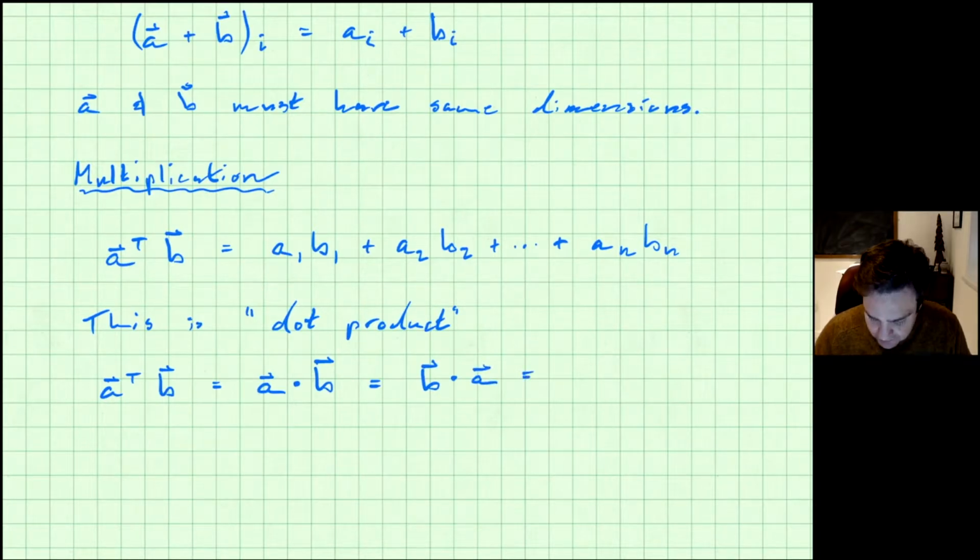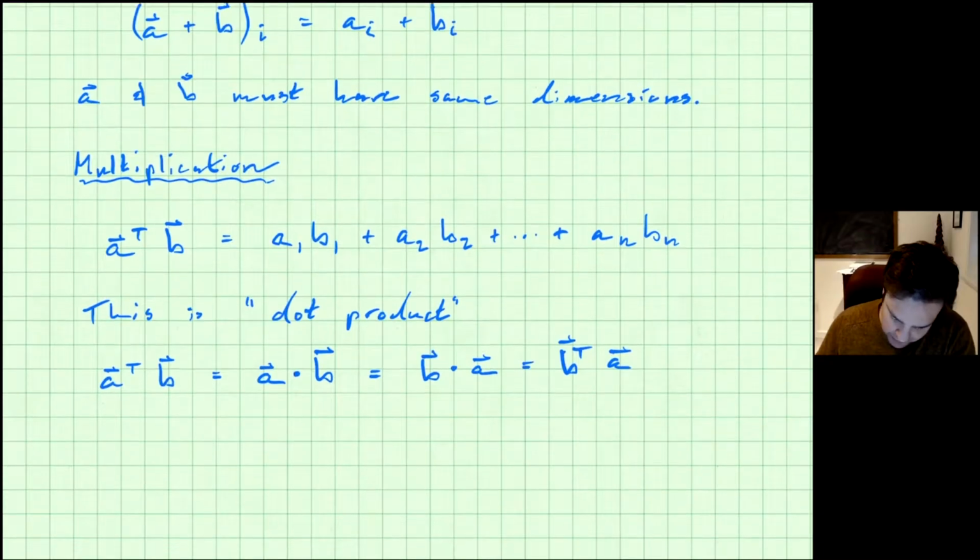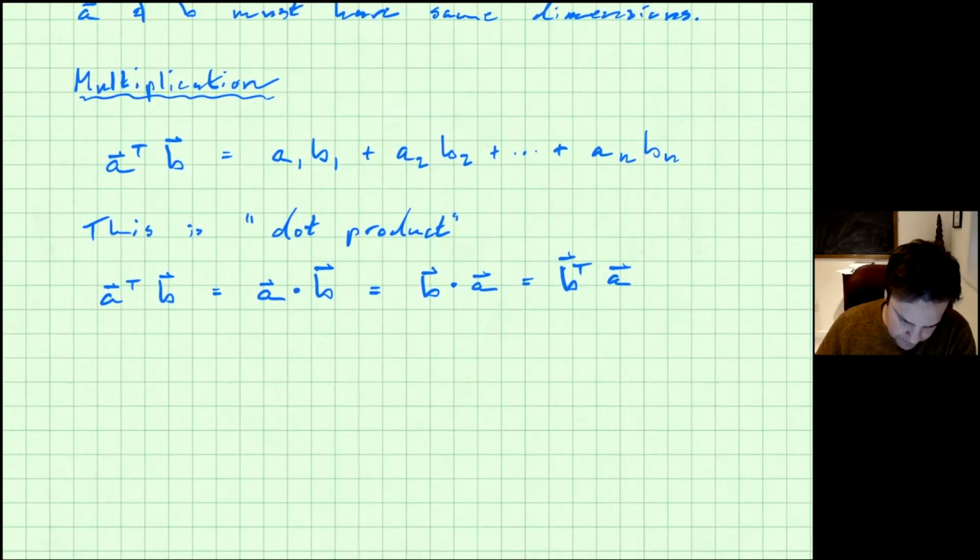And you can see if you look at this definition above and put them in the opposite order, so B transpose times A, you would get the same thing. But the ordering there has to, of course, be correct. The one that's transposed has to be on the left, because that's the one that's converted to a row vector.